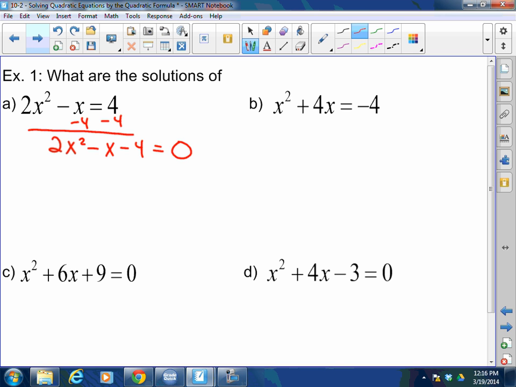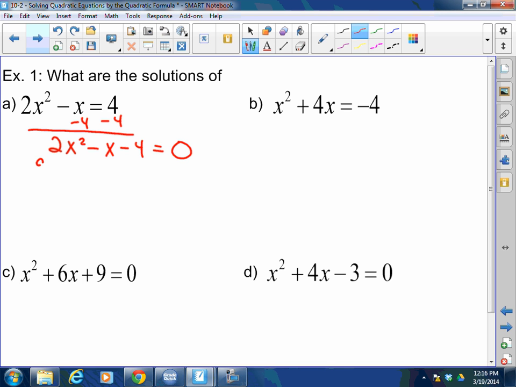Some of you may say, Mr. Morrow, maybe I can do it the cubic method, or maybe I can complete the square. Yes, you're right. Maybe you can. But today, we're just going to focus on the quadratic formula. And by the way, you could not do this with the cubic method, because this would be 2 times negative 4. My new c is negative 8. What times what is negative 8, but when added together is negative 1?